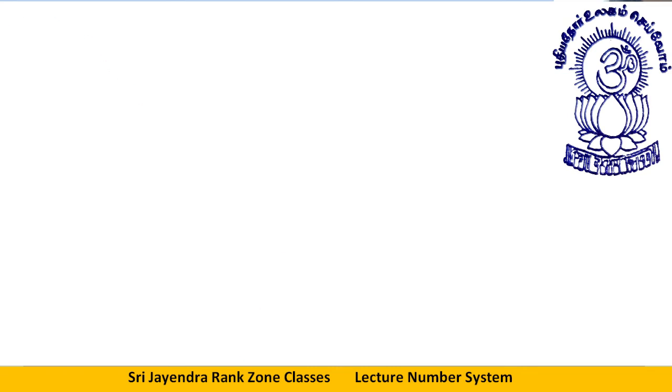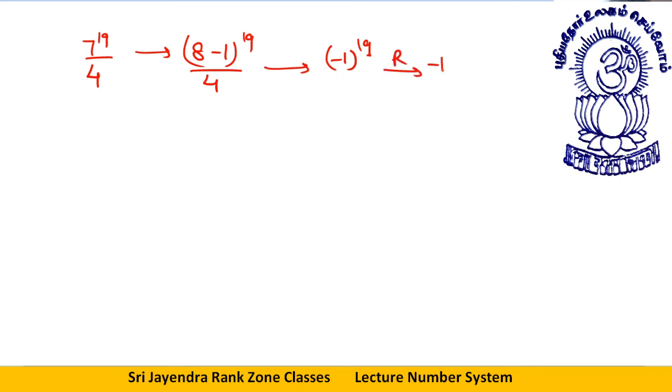Next question: find the remainder when 7 raised to power 19 is divided by 4. Quite easy, dear students. Why? You can say 7 is 8 minus 1, so 8 minus 1 raised to the power 19 divided by 4. That will be minus 1 raised to the power 19, that is minus 1. For 4, a remainder of minus 1 means a remainder of 3. Okay, dear students, let's take the next question.